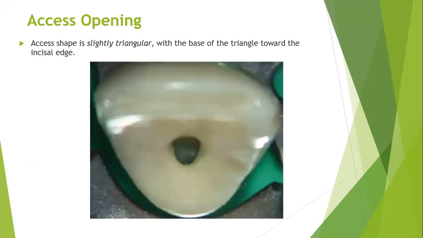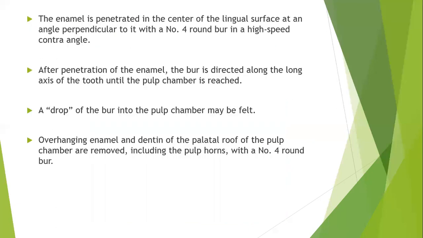Then the access cavity shape for a maxillary central incisor is slightly triangular, with the base of the triangle towards the incisal edge and the apex of the triangle towards the cingulum. The enamel is first penetrated in the center of the lingual surface at an angle perpendicular to it with a number 4 round burr in a high-speed contra-angle handpiece. After penetration of the enamel, the burr is directed along the long axis of the tooth until the pulp chamber is reached. The moment you reach the pulp chamber, you will feel a drop of the burr into the pulp chamber if the pulp chamber is comparatively large.